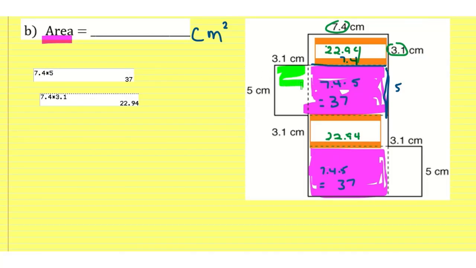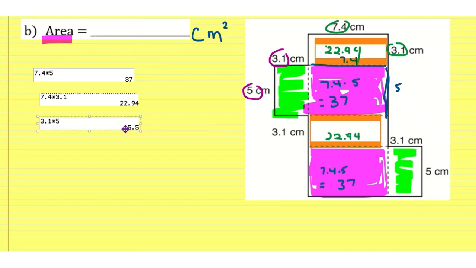This right here, this little rectangle, and it is identical to this one. And it is going to be 3.1 times 5. So what is 3.1 times 5? Well, let's let our handy-dandy calculator do the work for us on that one too. So it's 15.5, and 15.5.